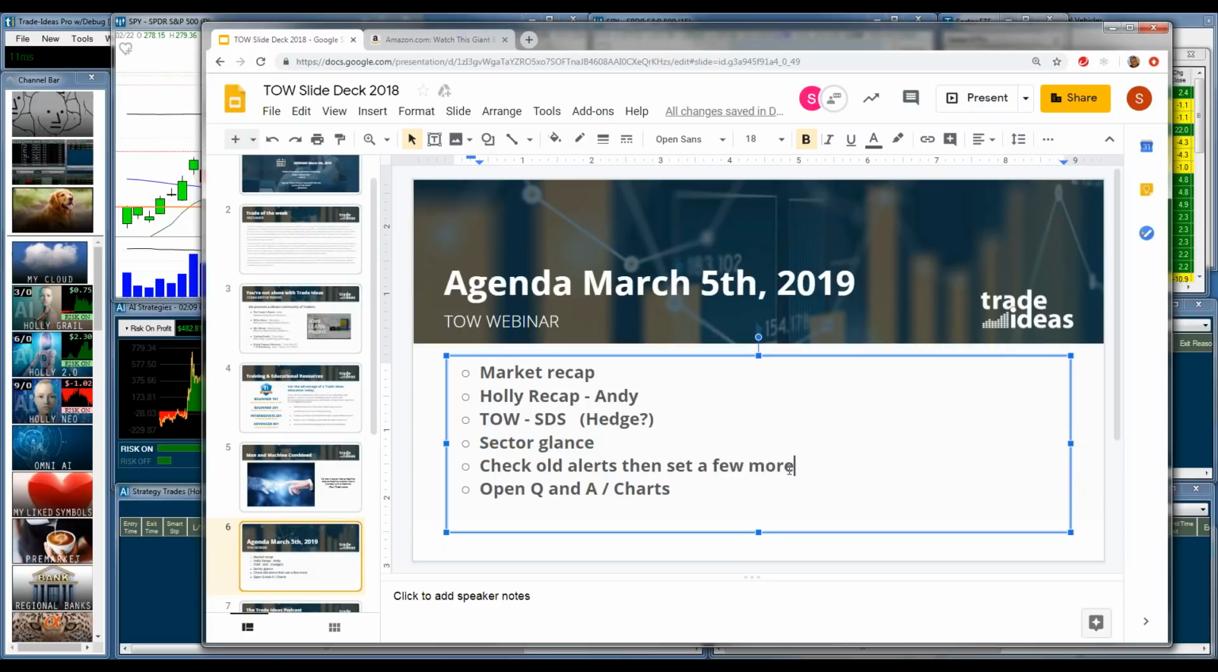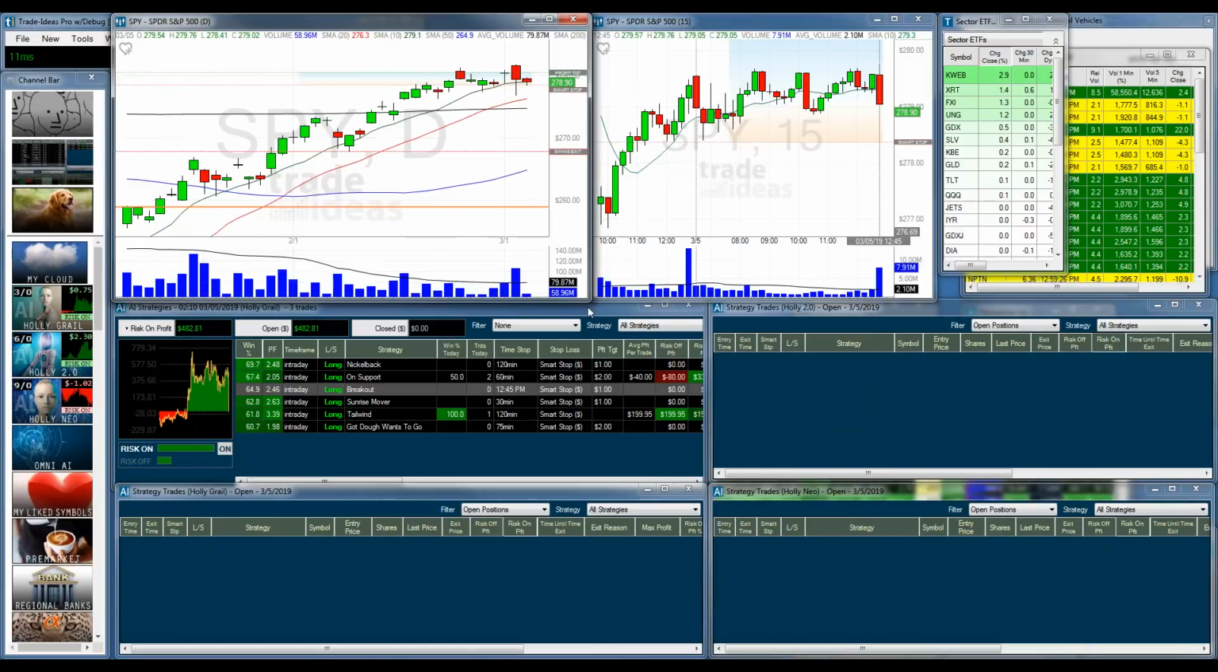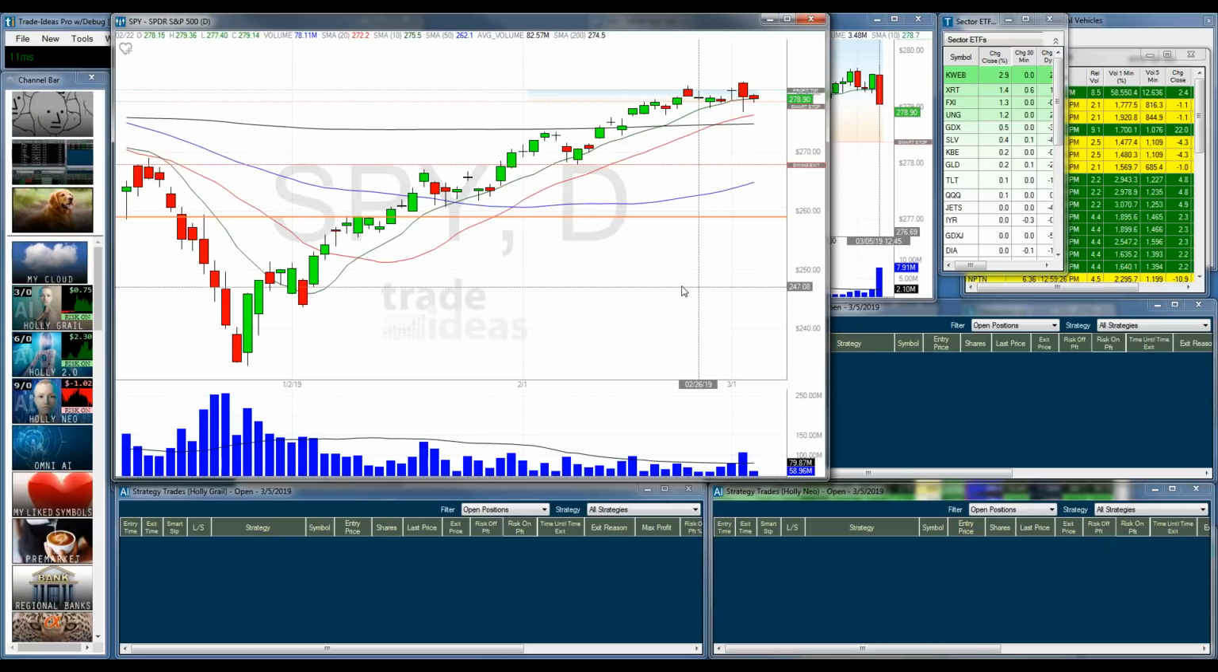Then we'll continue on and look at a sector glance again. We'll check out some of the alerts that were set last week, kind of a mixed bag. And then I've got some other alerts we can look at, and time permitting, we can look at some charts as well. So let's get into the good stuff, the market analysis.